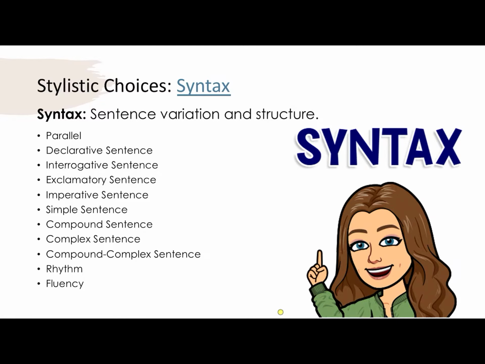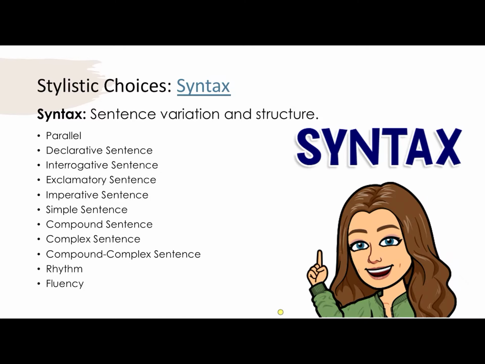The next four are types of sentences: declarative statements, interrogative questions, exclamatory or exclamations or interjections, and imperative sentences are commands. All can fit different purposes, and most texts use a combination of many of those. The next four are the basic grammatical structures of sentences.